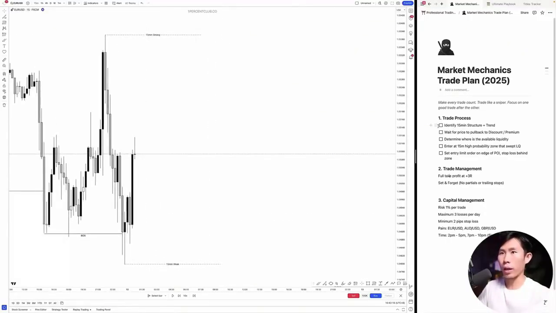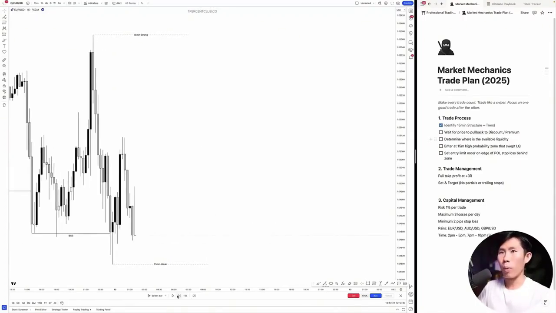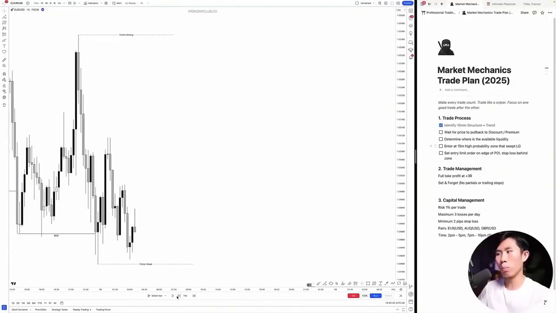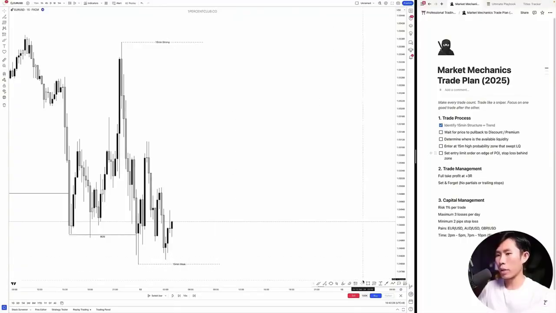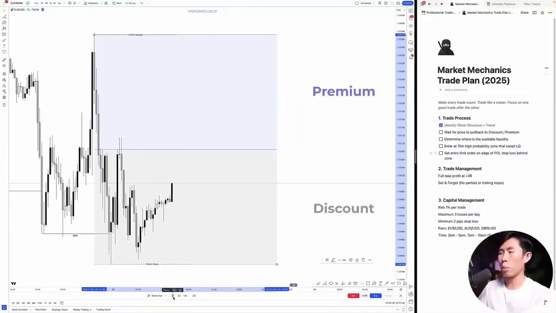So based on this, we saw that, okay, that's the first step, identify 15-minute structure and trend. Cool. Now price is starting to pull back. That is where do we want price to pull back to? Actually, we want price to pull back to our discount and premium pricing. So based on this, I'll probably mark up my premium discount from this high to this low right here, just waiting for price to pull back to the premium discount.